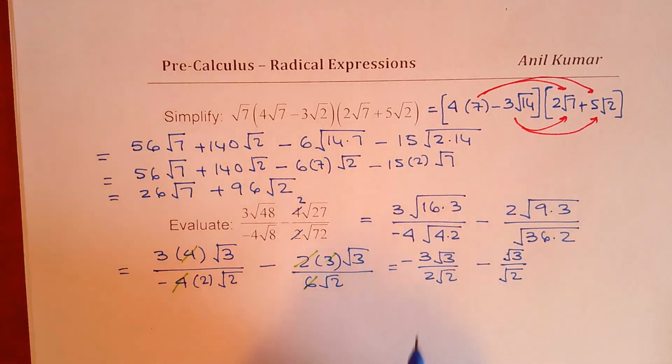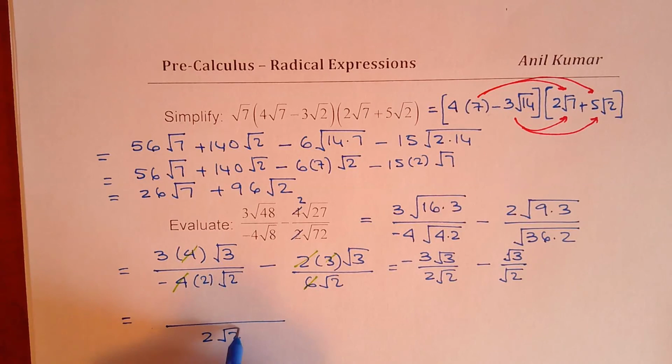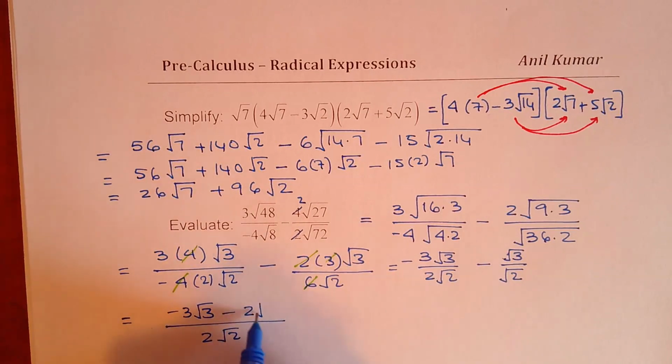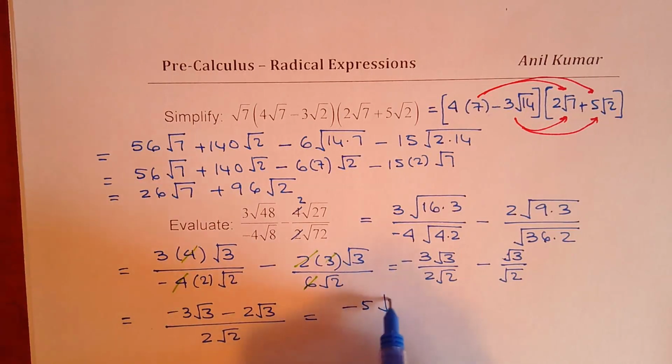Now we can take a common denominator of 2 square root 2. That gives you minus 3 square root 3 as the first term. Here you have to multiply by 2, minus 2 square root 3. Minus 3 minus 2 is minus 5 square root 3 over 2 square root 2.